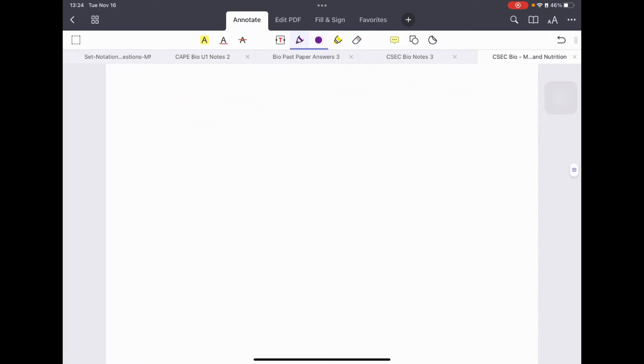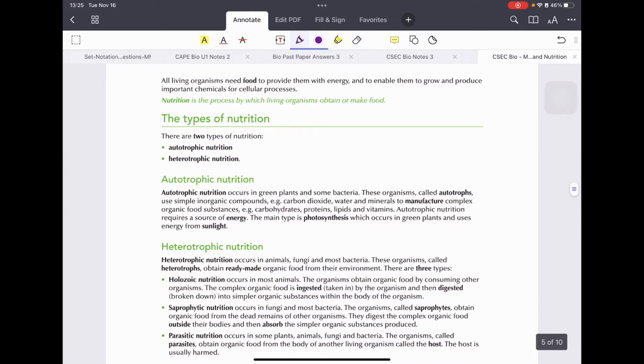So let's get into nutrition now, okay? So all living organisms need food. We know this, okay? So there are two types of nutrition, two types of making food. The first type is autotrophic. And we've heard about this in the first class when we did trophic levels, right? Autotrophic is really plants making their own food. Only plants could be autotrophs, right? Everything else has to be a heterotroph, so heterotrophic nutrition.